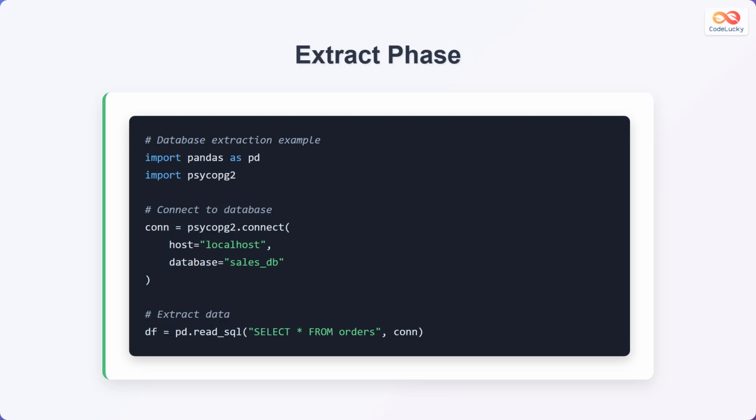Let's examine the extract phase in more detail. This code snippet provides an example of extracting data from a database using Python. We first import the pandas and psycopg2 libraries. We then establish a connection to the database using connection parameters like the host and database name. Finally, we use the pandas library to execute a structured query language query to select all records from the orders table and load into a data frame.